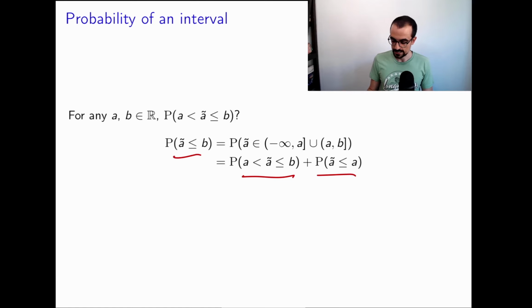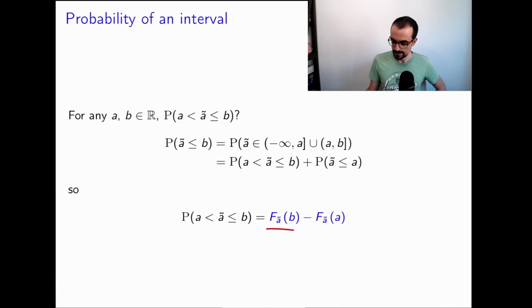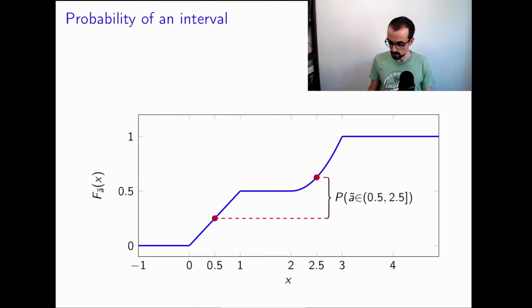Anyways, I can now express the probability of the interval as the value of the CDF at b minus the CDF at a. So let's take a look at the picture. Imagine that I want to know the probability that the random variable is between 0.5 and 2.5. Very easy. I just look at the value of the CDF at 2.5, I look at the value of the CDF at 0.5, and I subtract. That gives me the probability that the random variable is in that interval.